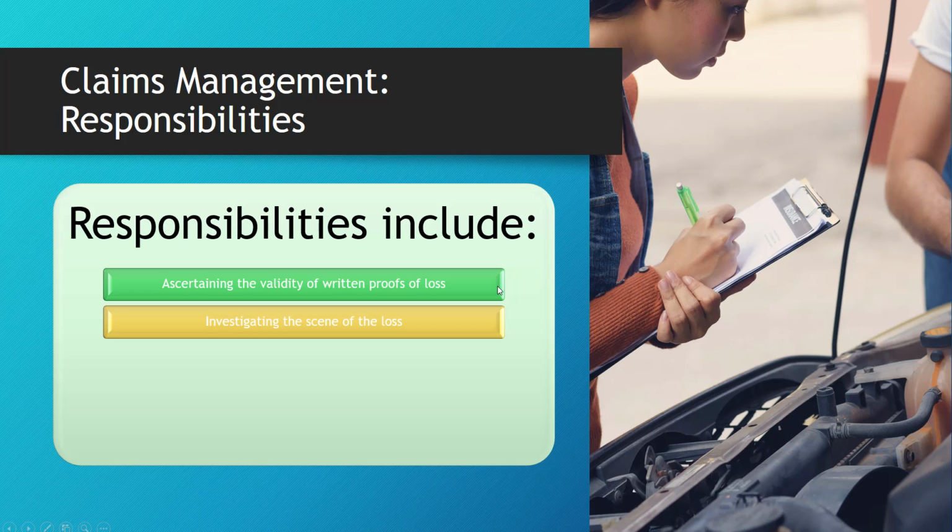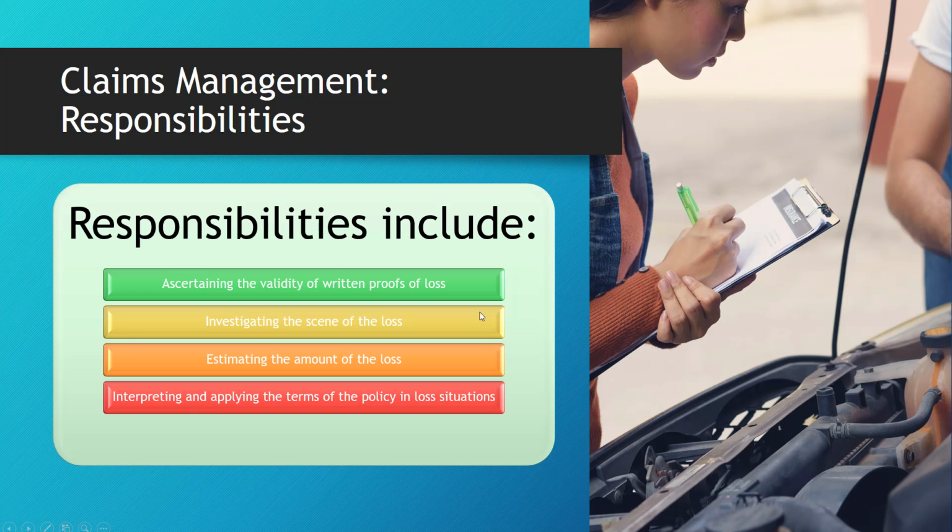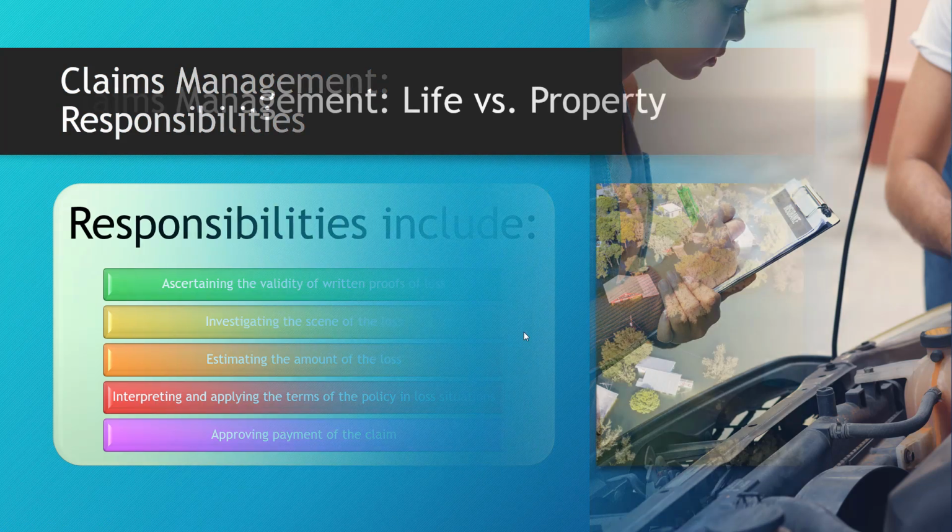Investigating the scene of loss. This is especially true in auto insurance accidents. Estimating the amount, which is of course a big part of what claims adjusters do. Interpreting and applying the terms of the policy in loss situations. Part of the claims adjuster's job is sometimes to determine whether or not there is coverage at all, or if something about the loss is excluded in the policy. And approving payment of the claim.